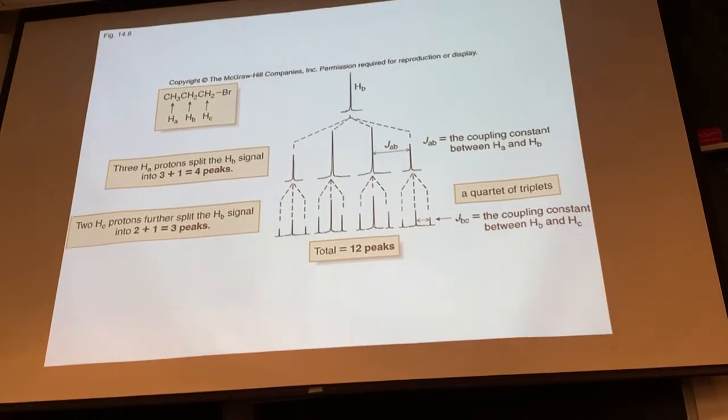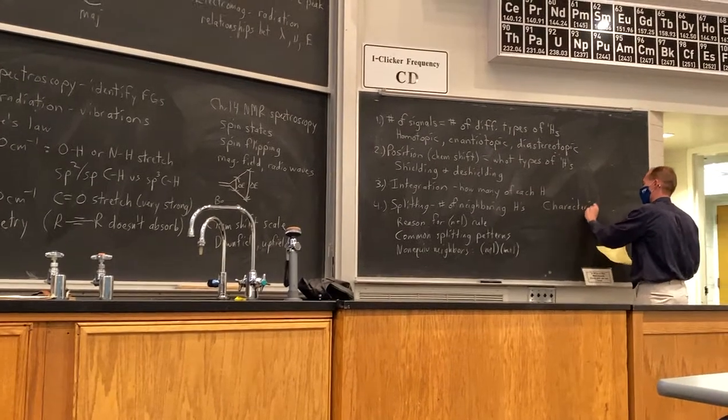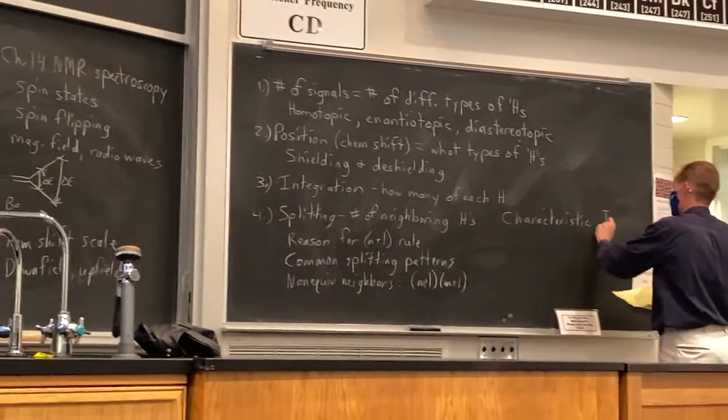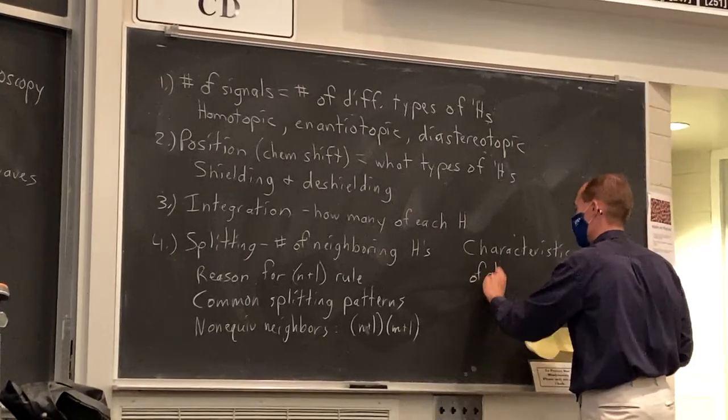All right, then we had the characteristic J values, or coupling constants, of alkenes.